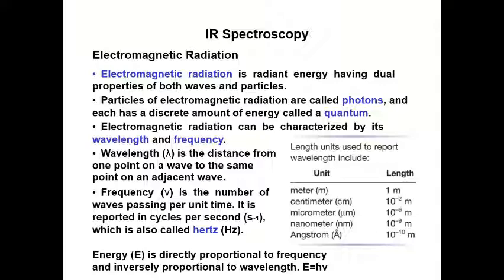And the energy is directly proportional to the frequency and inversely proportional to the wavelength. We are going to see this in detail later on. As we can see here, you can use different units to report the wavelength, right? All are units of distance: meters, centimeters, micrometers, nanometers, and angstroms. And this is the conversion to meters.